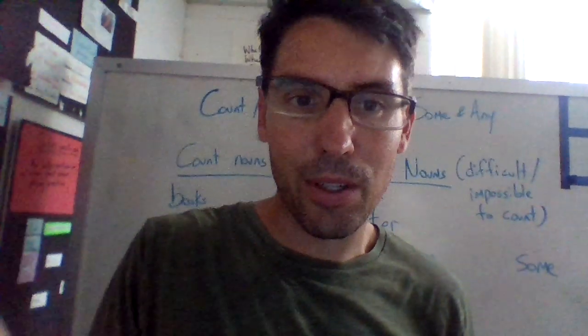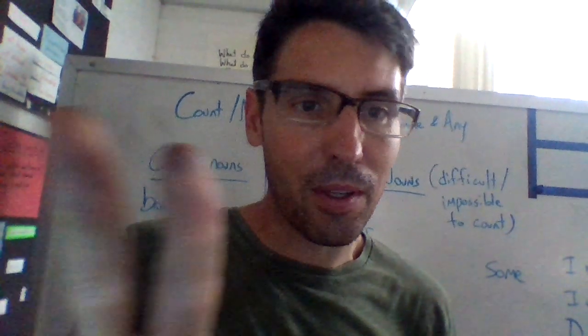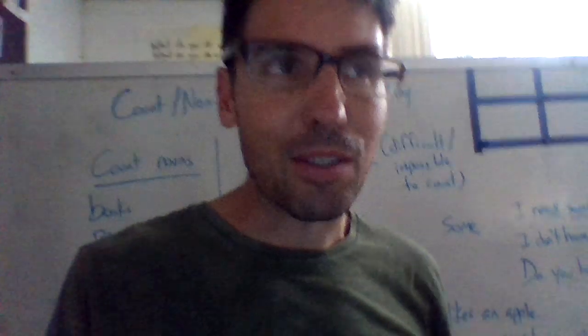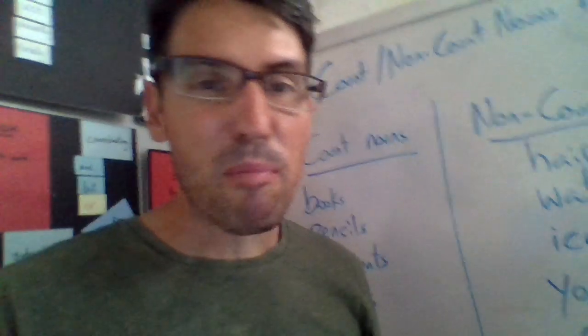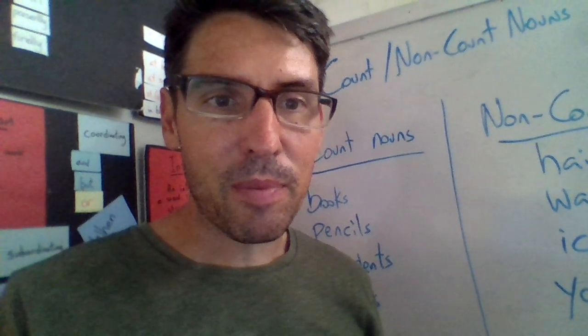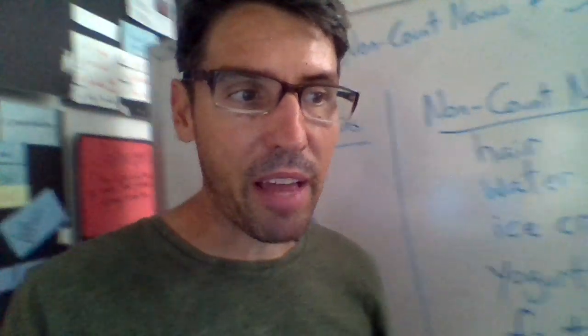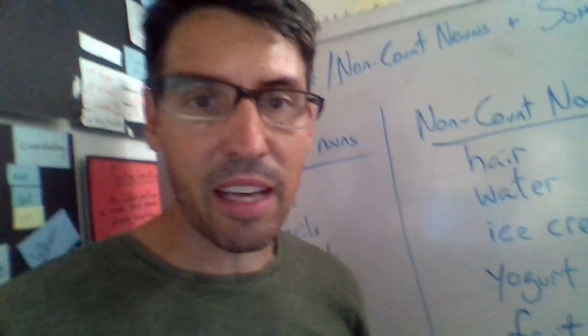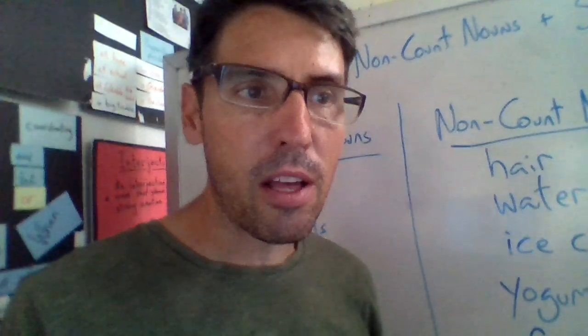We can count 1, 2, 3, 4, 5, right? You can count things, you can count people, right? So there's some nouns that we can count. Most of the time, if we count them and there's more than one, there are two or more, we add an S, except for those irregular plural nouns.